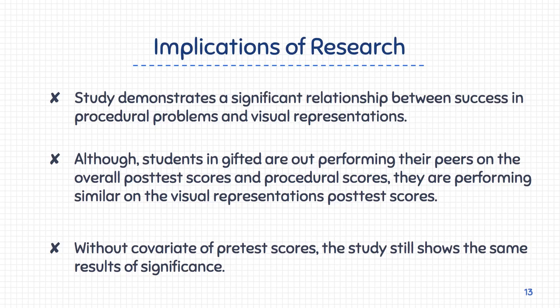The implications of this research, though, demonstrate that there is a significant relationship between the success in procedural problems and visual representations, and that although students in gifted outperformed their peers on overall post-test scores and procedural scores, they are performing similar to their peers on visual representations for their post-test. So it's showing us that students, although they're outperforming overall, they're still not understanding the concepts, even if they are gifted learners.